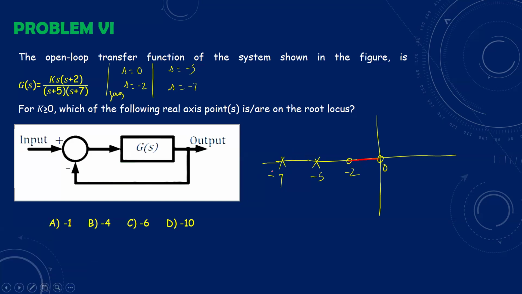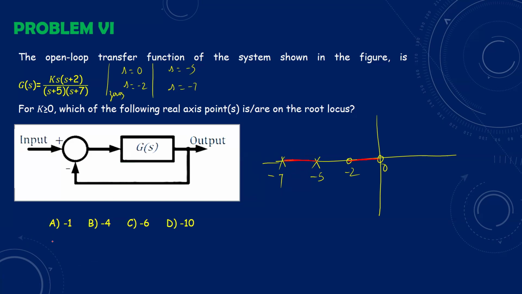So we mark that between -5 and -7. If we choose any test point after -7, there will be four roots, which is even, so there will be no root locus. So the root locus real axis points are between 0 and -2, and between -5 and -7.